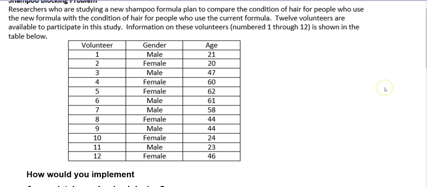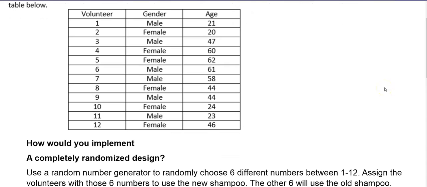So let's talk about how we might implement a completely randomized design. Well, in a completely randomized design, we could put the numbers 1 through 12 in a random number generator and generate 6 different random numbers between 1 and 12 and assign the volunteers with those first 6 different numbers to the new shampoo, and then the other 6 would use the old shampoo. That would be a completely randomized design.